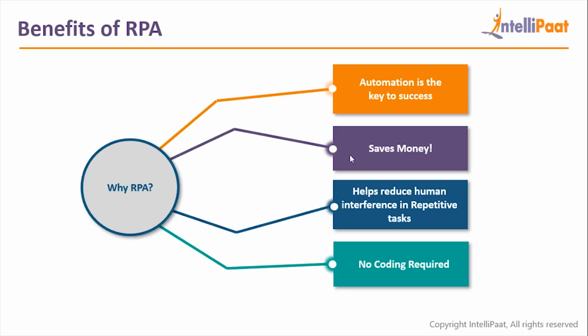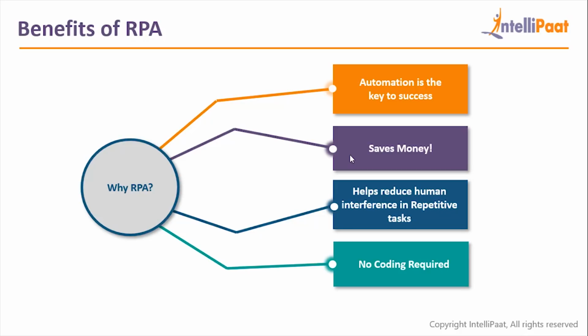Second thing is you save money. Now, because you have lessened your human workforce who are going to work on that particular task and you have replaced it with machines, the first thing is you will not be paying any salary to your machines, right? The only thing that they will be consuming is electricity. So you're going to save a lot of money as a business owner if you implement the RPA technology in your company. Third thing is it will help reduce human intervention in tasks.